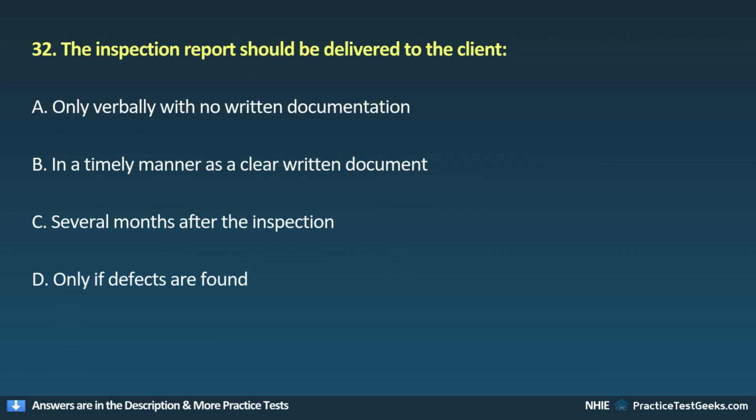32. The inspection report should be delivered to the client. A. Only verbally with no written documentation. B. In a timely manner as a clear written document. C. Several months after the inspection, only if defects are found.